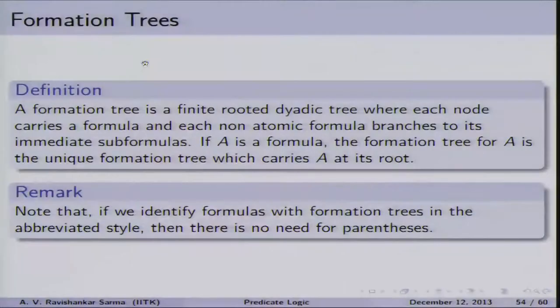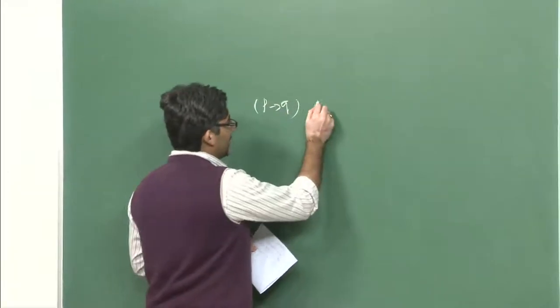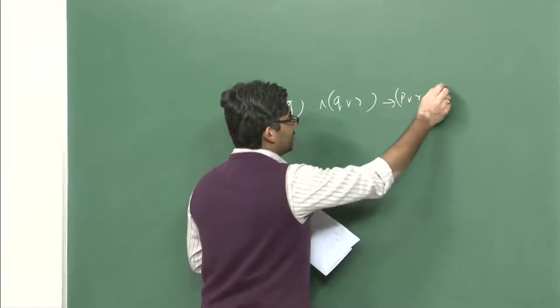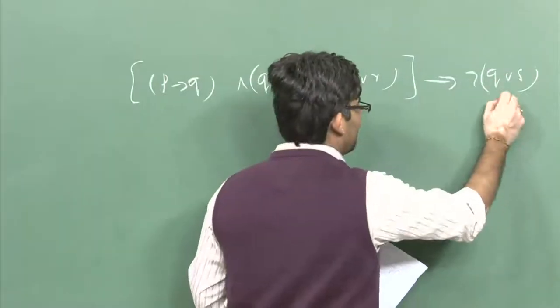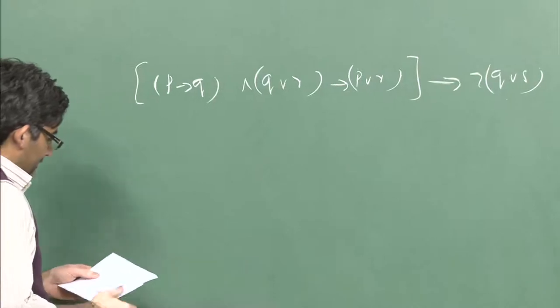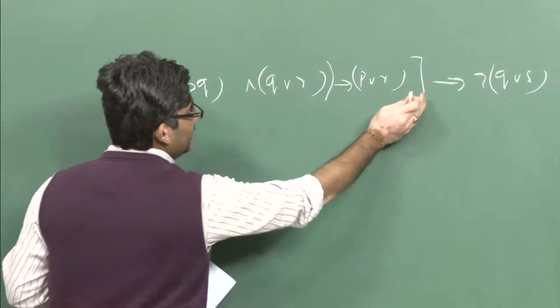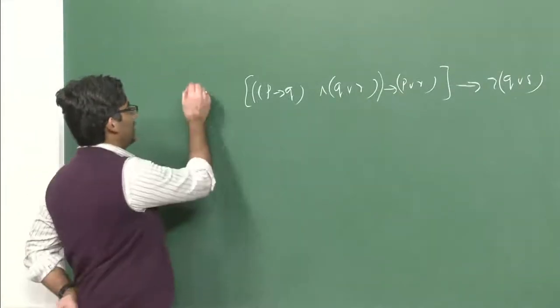For example, in the context of propositional logic, suppose you are given a formula like this, then its corresponding formation tree will be like this. For example, P implies Q and Q implies R implies P R. So this is one particular string, implies not Q R S. This tells us that P implies Q and Q implies R implies this one, and the whole thing implies this one.